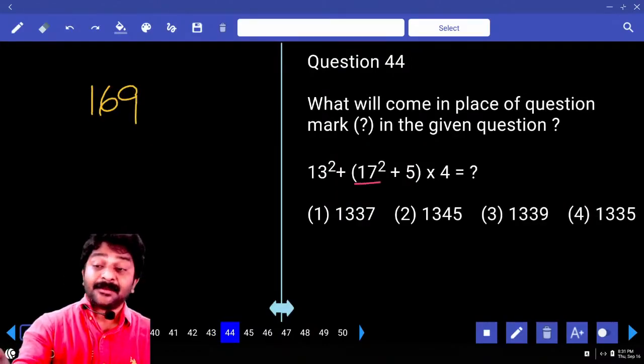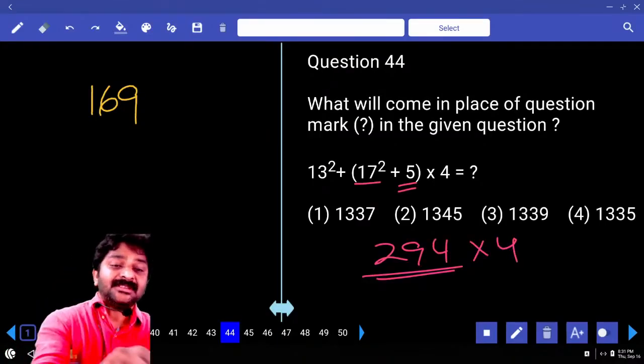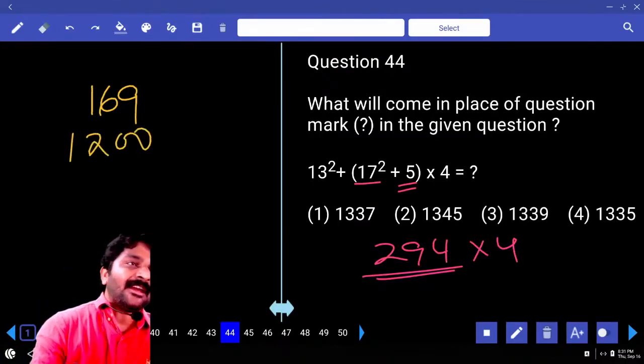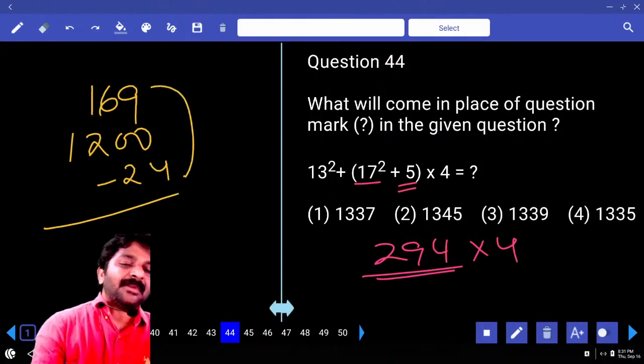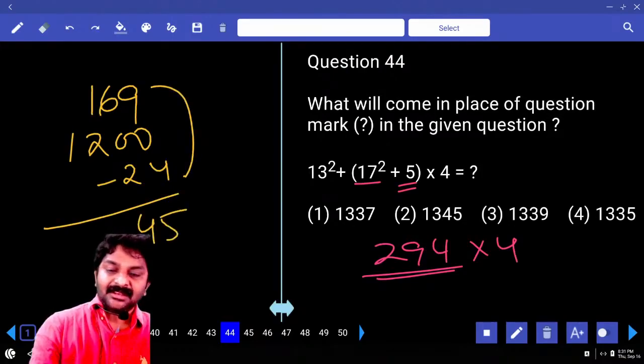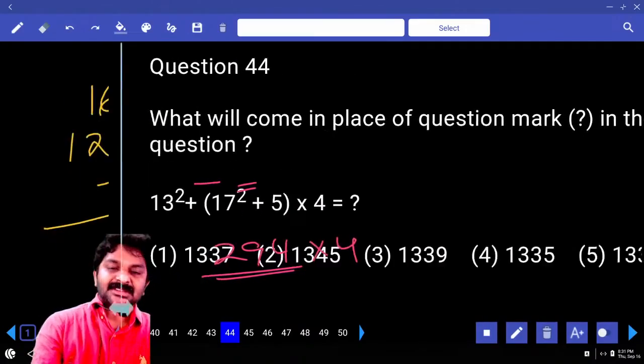169. 17 square. 289 plus 6. 304 times? 1200. And still you have minus 6 into 4. That is minus 24. Last two digits verification. 69 minus 24. The answer must end with 45. How many options are ending with 45? There is only one. Second option, final.